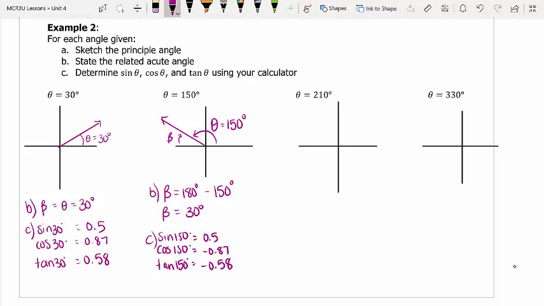Okay, let's go ahead and sketch our principal angle of 210. There it is, there's our principal angle, and now our related acute angle is going to be in there, so let's calculate that. So our related acute angle is going to be our principal angle minus 180 degrees. And we're going to get 30 degrees. Now let's calculate the sine, cos, and tan of 210 degrees.